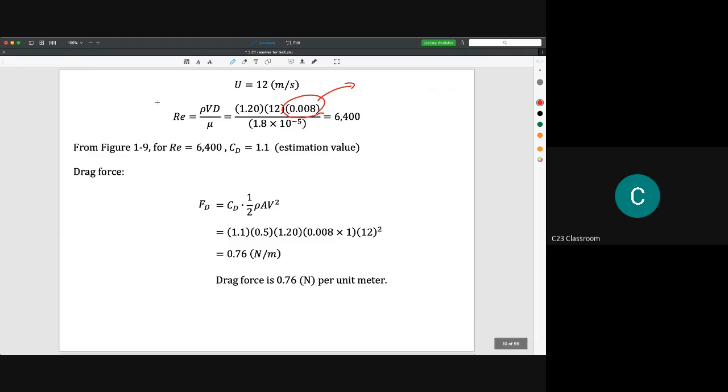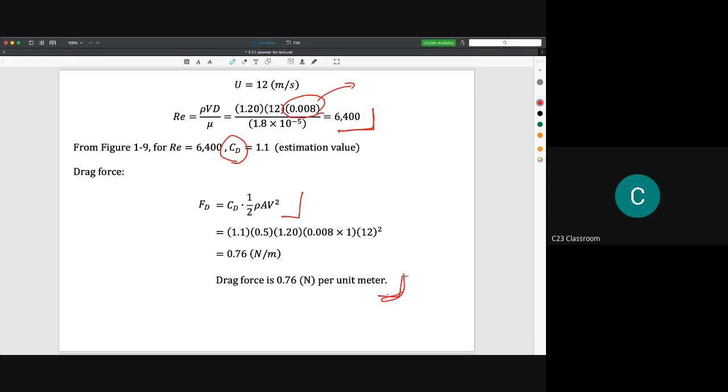So we substitute, and the Reynolds number is 6,400. We could estimate the value of CD by looking at the graph here, and then we could calculate the drag force by using this equation. It is 0.76 Newton per unit meter.